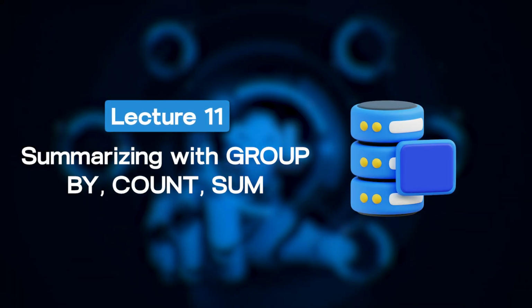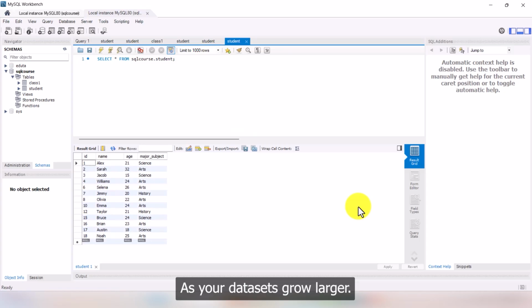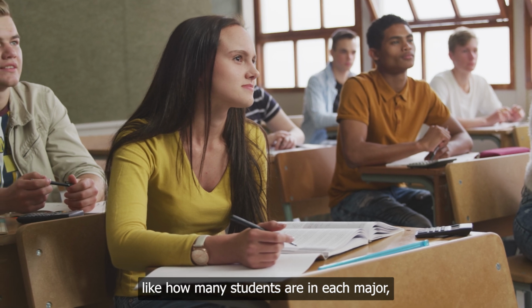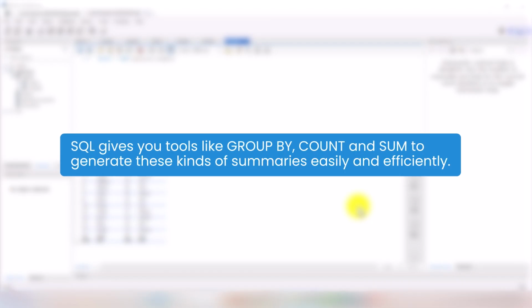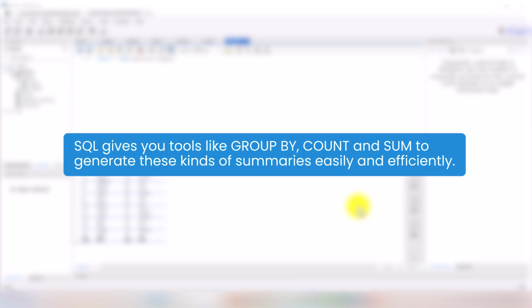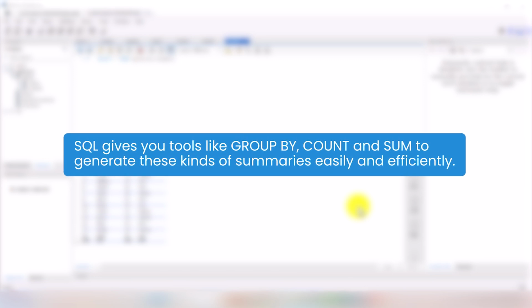Lecture 11, Summarizing with Group By, Count and Sum. As your datasets grow larger, it's not always useful to look at individuals' records. Often, what you really need is a summary like how many students are in each major or the total numbers of admissions in a specific year. SQL gives you tools like Group By, Count and Sum to generate these kinds of summaries easily and efficiently.